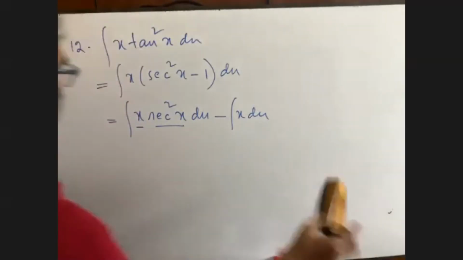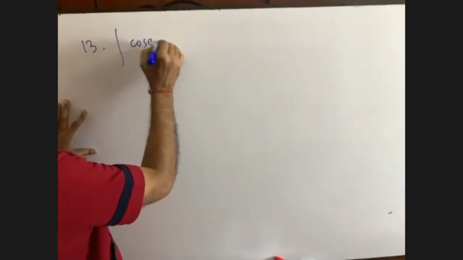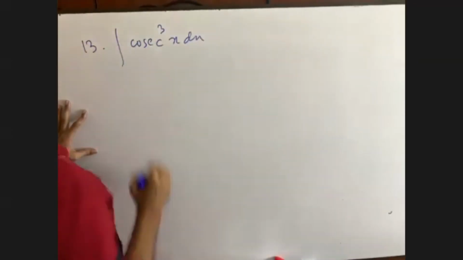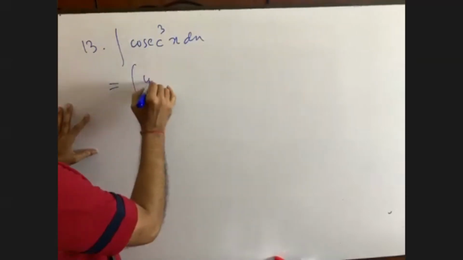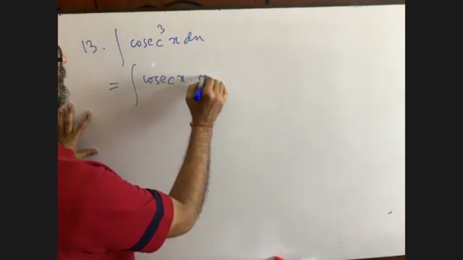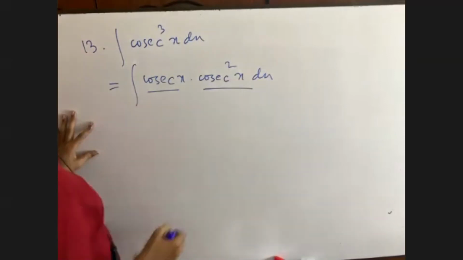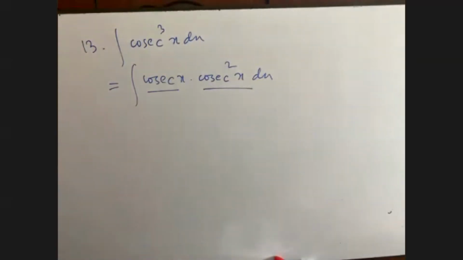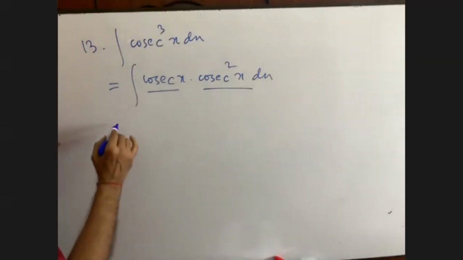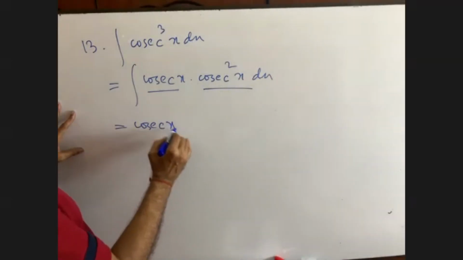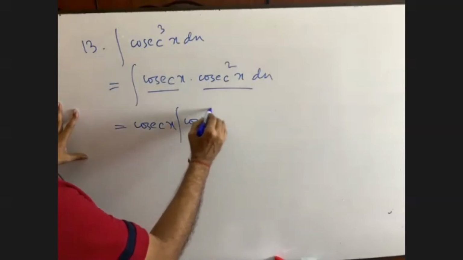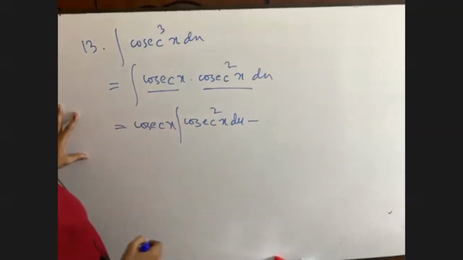Okay. So same type of math I am not doing. Now question number 13. This is cosec cube x dx. It can be done, you see, nothing to do here. It is cosec x times cosec square x dx. It is u, it is v. Can you do it? Cosec x, cosec square x dx.